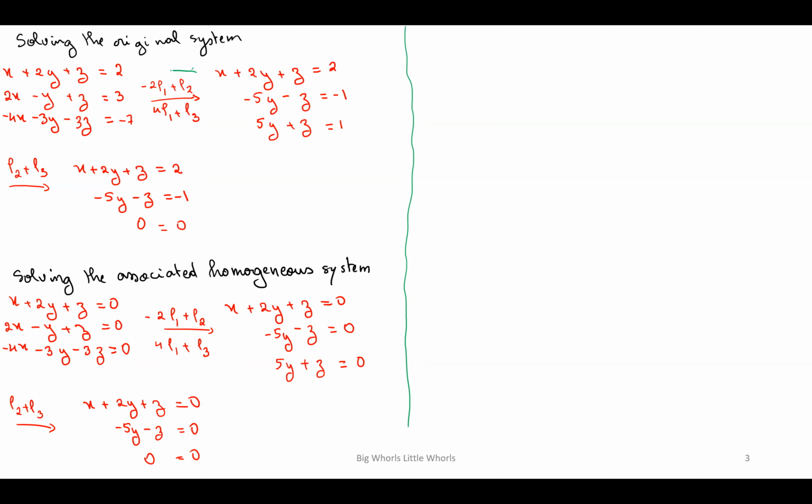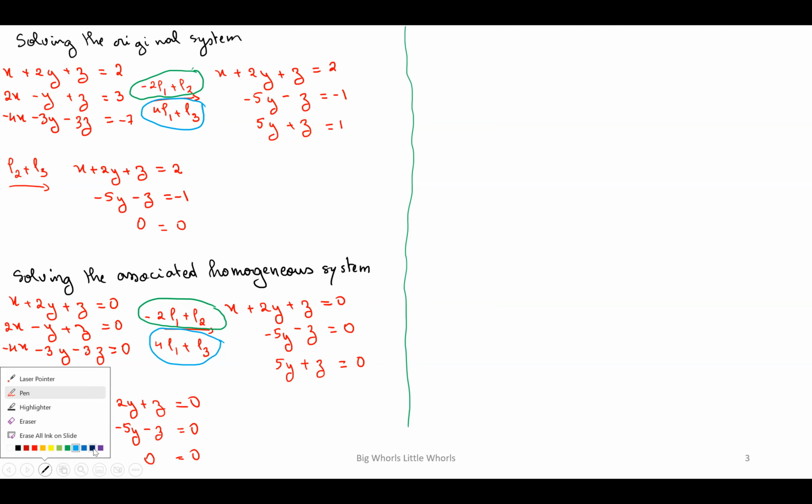So here, this one is the same as this one. Okay, let me change color so that you can see. And then the second reduction system is the same as here. And then the third reduction system here, the third one is the same for both the original and the homogeneous system. So the reduction steps are the same. Okay, that's very important for our next observation.